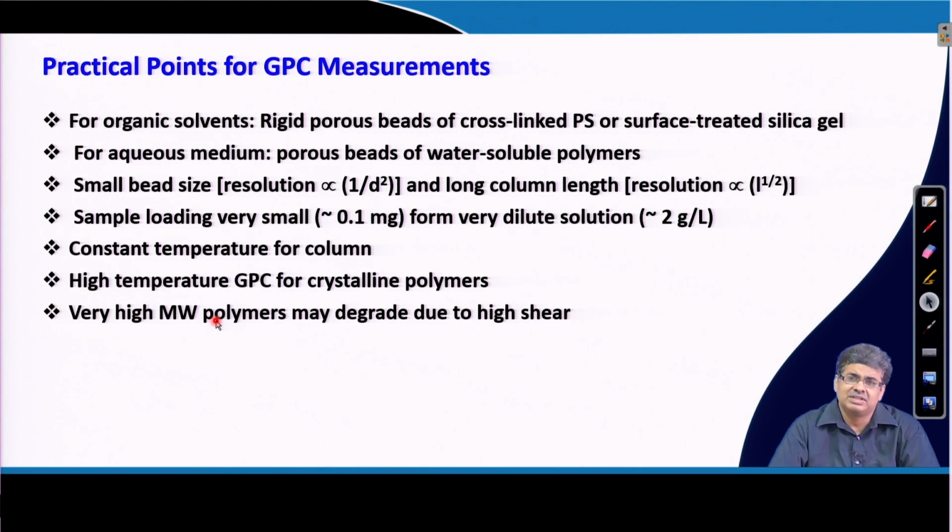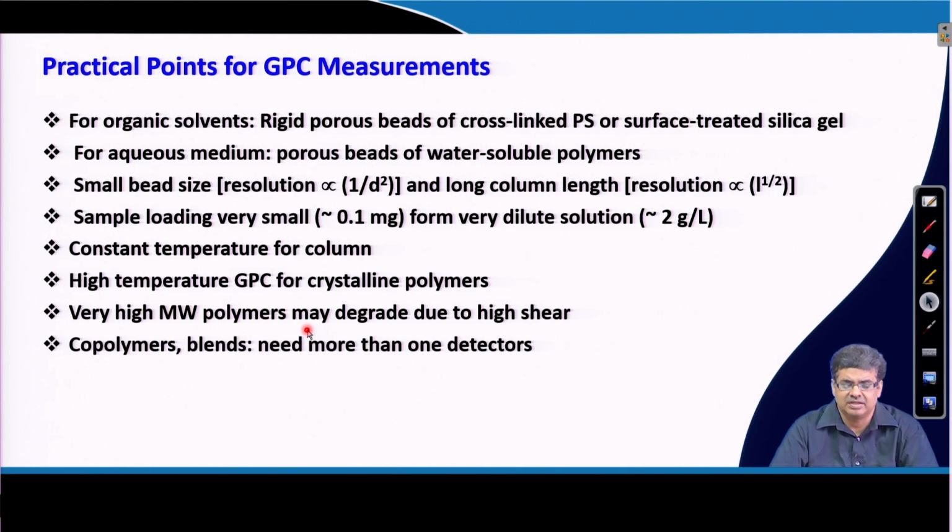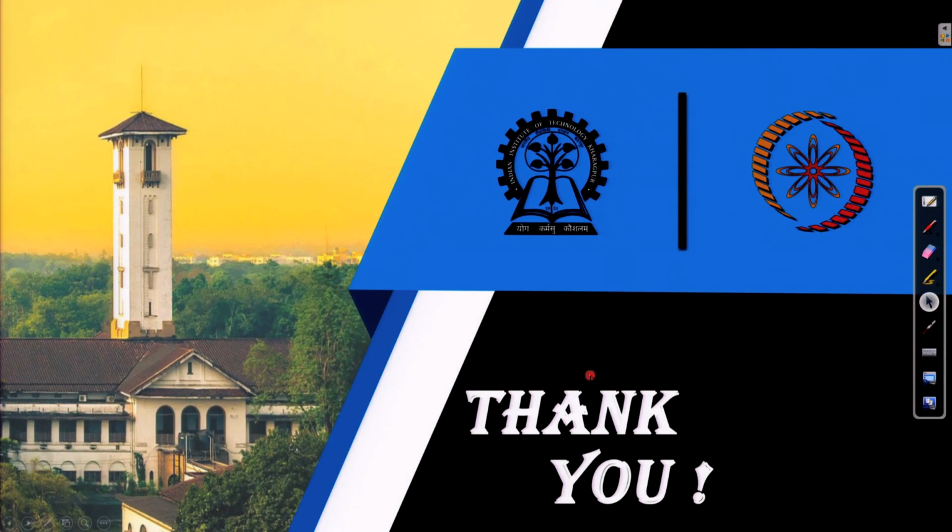If the molecular weight is extremely high, then while passing through the polymer pores, it might generate high shear, and that might degrade the polymers. So, we should avoid injecting very high molecular weight polymers in the column. And to characterize copolymers and blends, we need more than one detector to accurately characterize the polymer. So, with this I come to the end of this lecture.